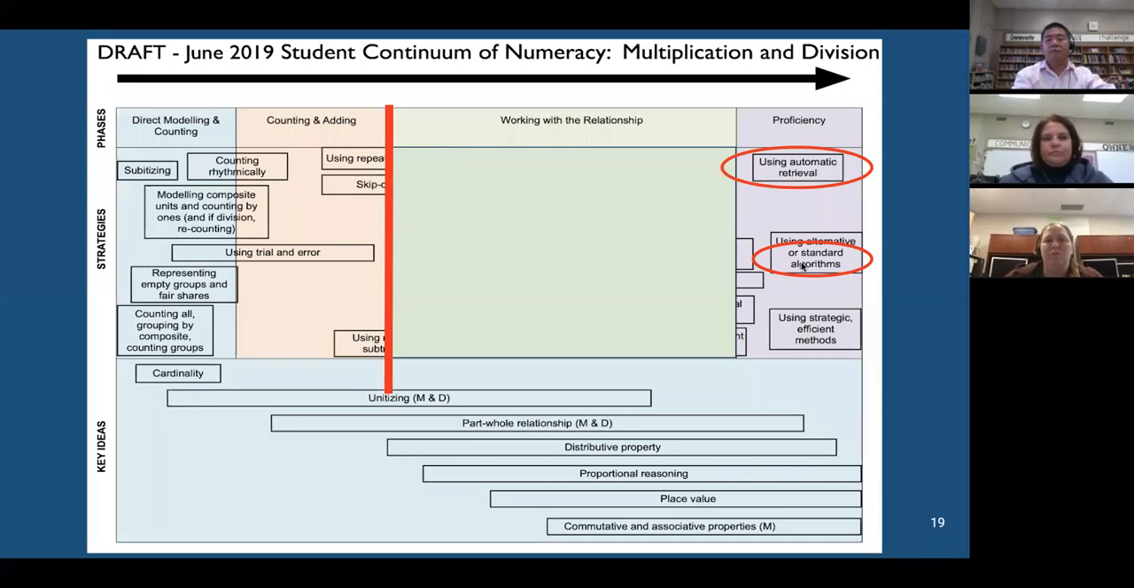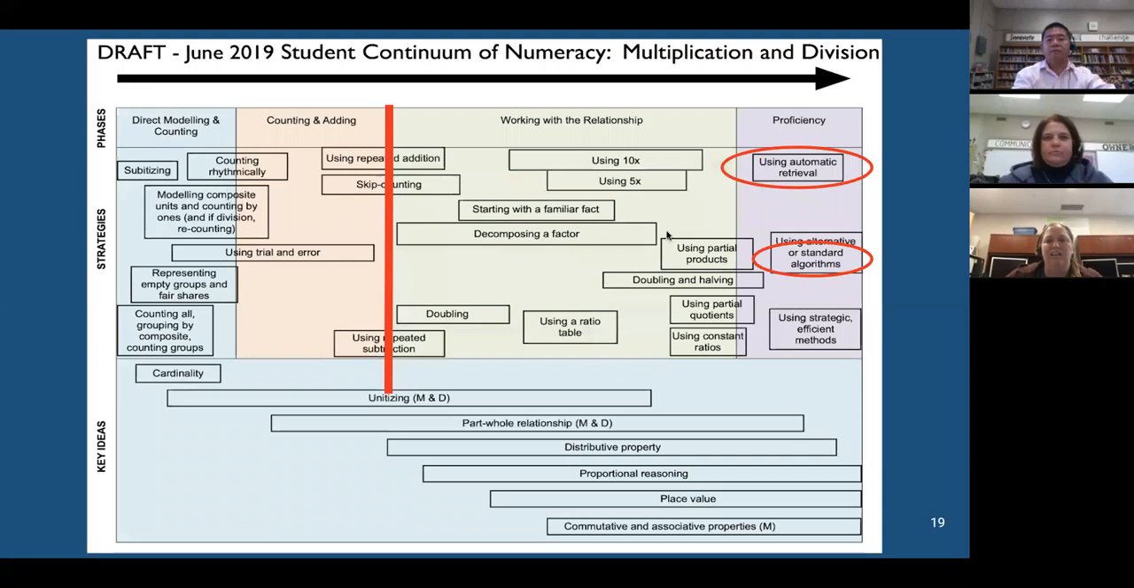But I think what's important for me to keep remembering is that this is a whole picture. You can't just take a snapshot of it. Without this territory, if students haven't gone through it, they actually don't get to proficiency. This diagram assumes that the student has traveled through working with the relationship on their way to these things over here on the right. And I know for me as a student, that was not the case. I missed all that middle bit.